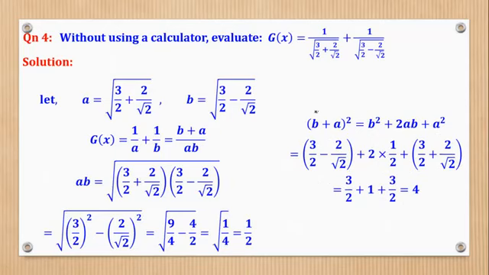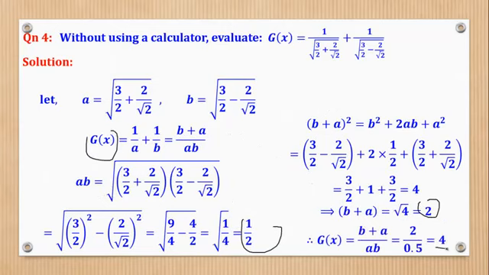But this 4 is for (B plus A) squared. But remember, our numerator is just B plus A. So we need to get a square root. So B plus A is 2. Now I have a numerator and I have a denominator. So I can get my g(x) as 4. And that's what they wanted.